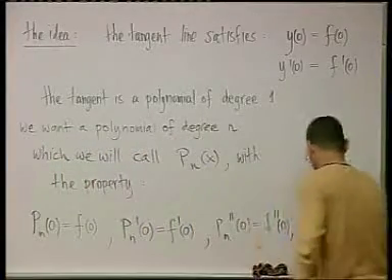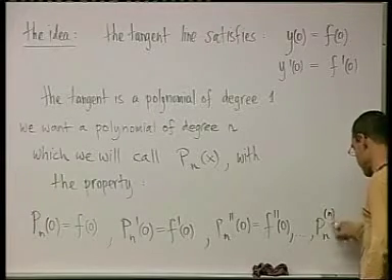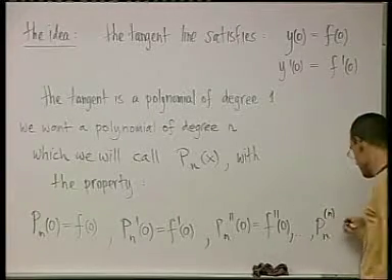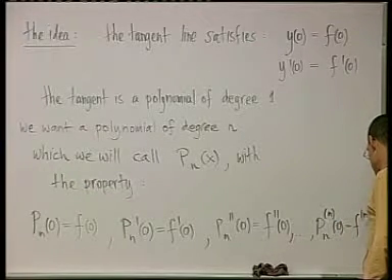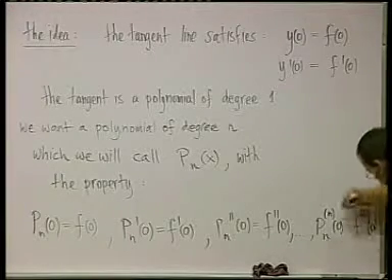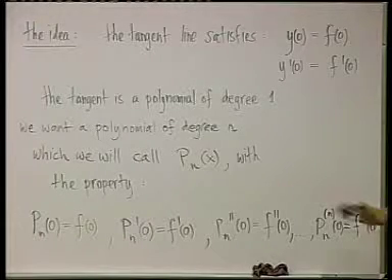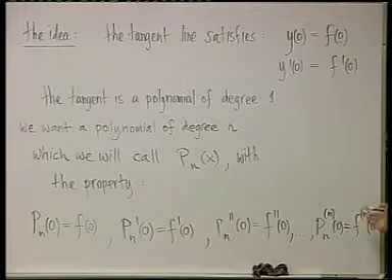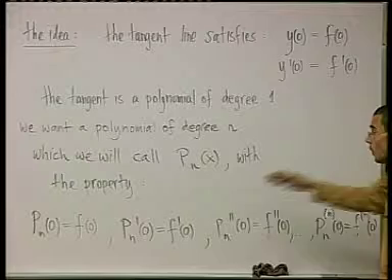Okay, let's write it like this. Pn, nth derivative, remember this notation for the nth derivative? At 0 coincides with the nth derivative of f at 0. Okay?